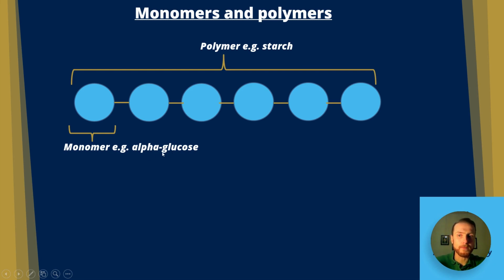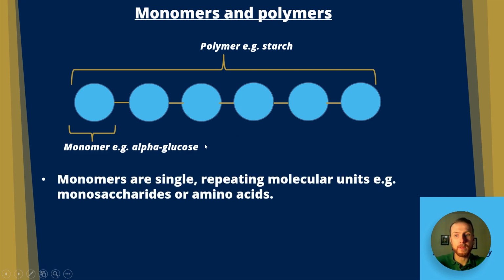makes up starch. Now you can see these circles, they're going to represent single units such as glucose, and the lines between them are representing covalent bonds, and in the case of carbohydrates, the bond between the monomers is a glycosidic bond. Now monomers are single repeating molecular units. Like we've said, things like monosaccharides, which is, think about a monobrow, single eyebrow. Monosaccharide is a single sugar unit.